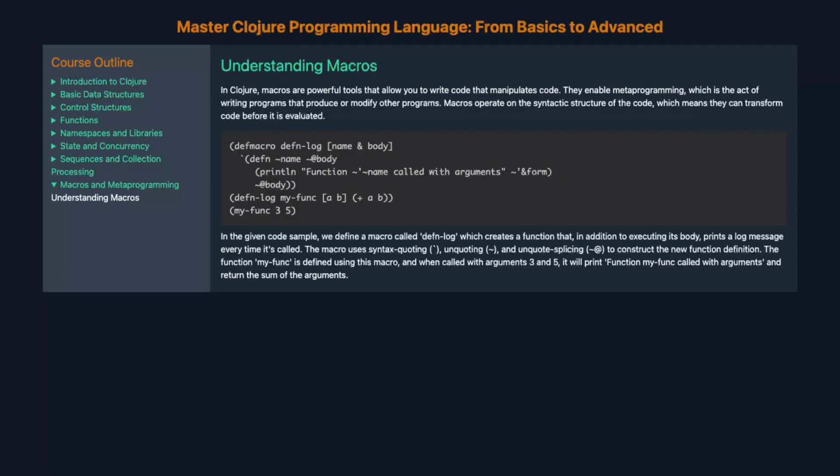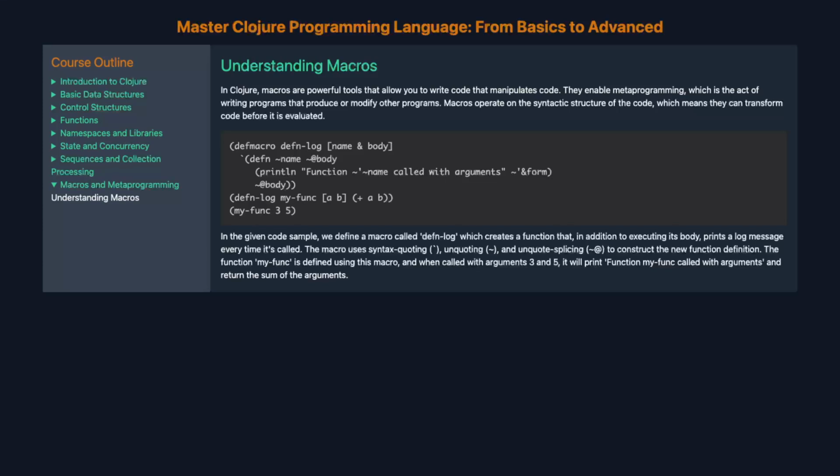Understanding macros. In Clojure, macros are powerful tools that allow you to write code that manipulates code. They enable metaprogramming, which is the act of writing programs that produce or modify other programs. Macros operate on the syntactic structure of the code, which means they can transform code before it is evaluated.